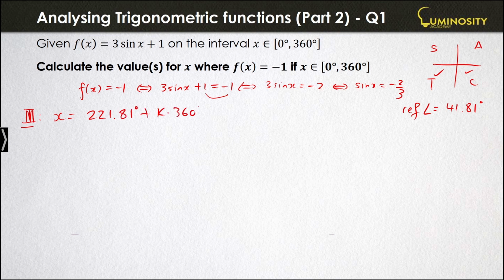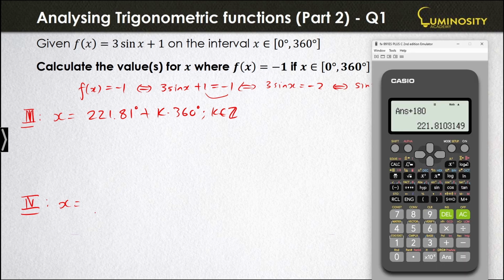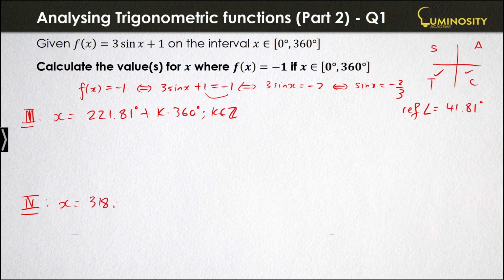Okay, and the period of sine is 360 degrees, where k is an integer, and then the fourth quadrant solution is x equals 360 degrees minus that reference angle. So 360 minus the reference angle, I get 318.19 degrees plus k times 360 degrees, where k is an integer.